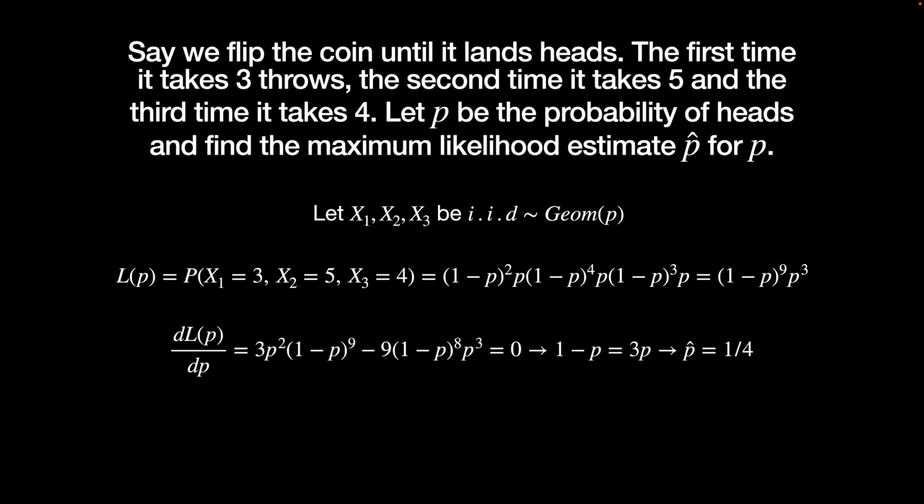So here I take the derivative of our function. I'm just using the product rule here in our first equality, and I set that equal to 0. And then after eliminating 3p^2 from both sides and (1-p)^8 from both sides, we're going to get 1 - p = 3p. And that gives us p hat is 1/4. And then we're done.